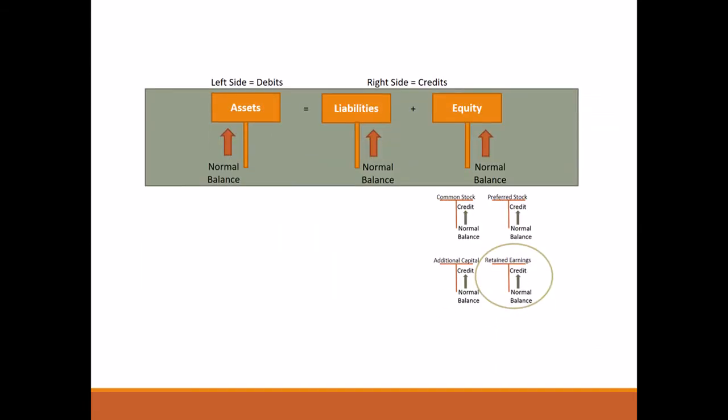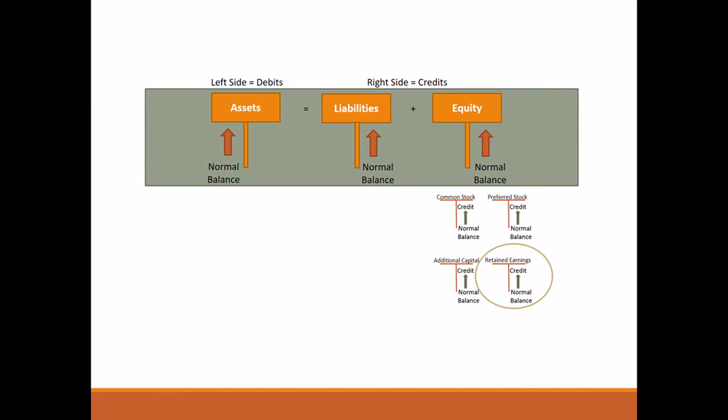Recall that we had just mentioned that equity accounts have a normal credit balance since they reside on the right-hand side of the accounting equation. That's going to be correct for retained earnings and also the other classic example of equity, which is going to include common stock or any other contributed capital accounts. That seems like a scary term, but I just mean things like preferred stock or additional paid-in capital. Those are extra equity accounts we'll talk about in a later chapter.